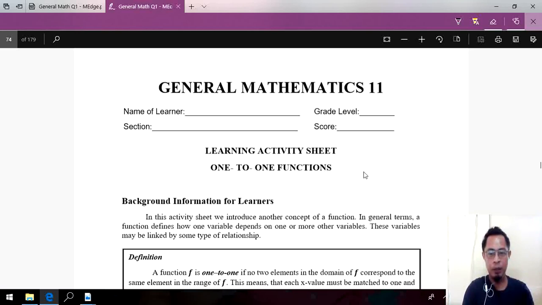In this video, I'm going to discuss another type of function, which we call the one-to-one functions. In general terms, a function defines how one variable depends on one or more variables. These variables may be linked by some type of relationship. For example, a student has only one LRN, or employees have their own GSIS number. Isa lang yung kanilang GSIS number. But it could be, ako, meron akong maraming IDs. So these are relationships na binabanggit which have been discussed before.